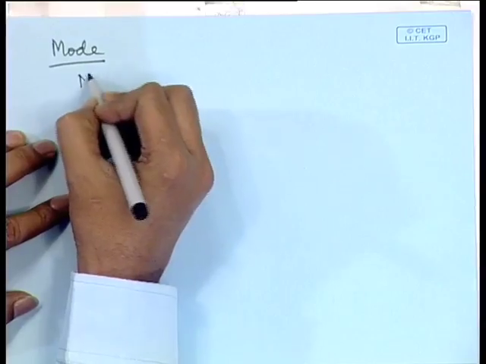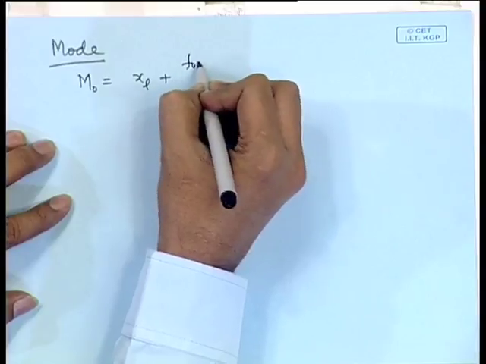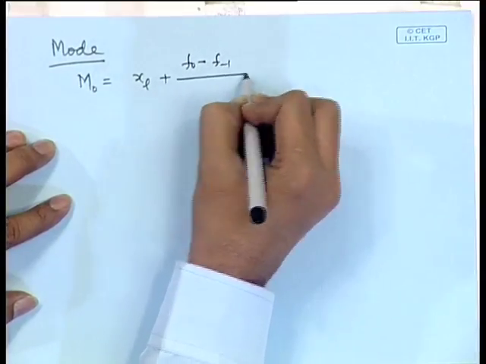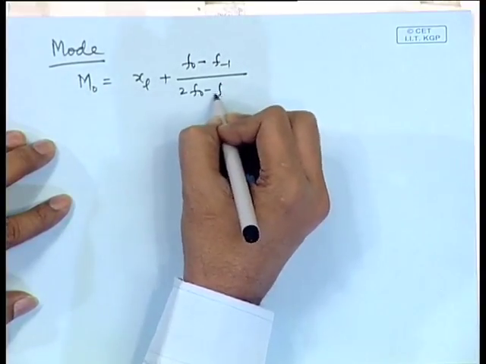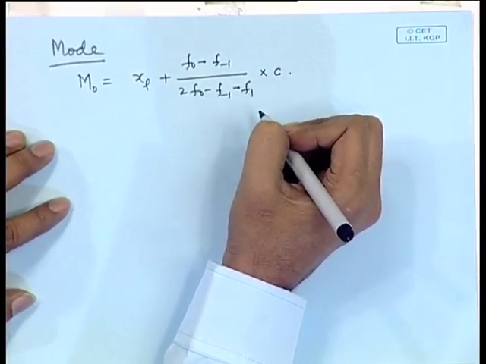However, once again, if I have frequency classification data in the form of class intervals, in that case we need a particular formula. That formula is given by: mode is equal to x L plus (f naught minus f of minus 1) divided by (twice f naught minus f of minus 1 minus f of 1), into C.